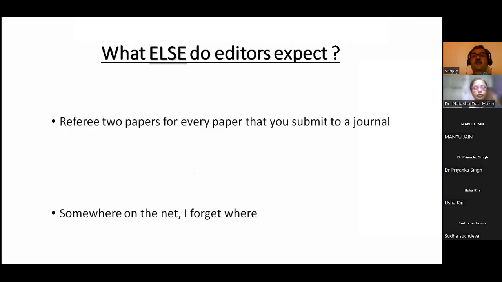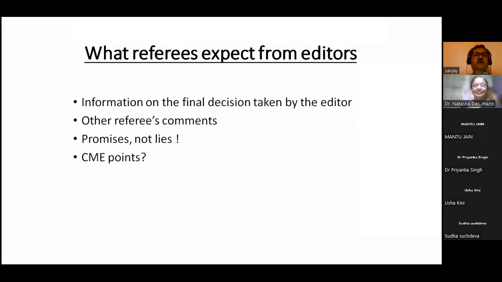What else do editors expect? Editors expect you to referee two papers for every paper that you submit to a journal. I read this somewhere. Why is the magic number two? Because every paper that you submit is seen by two referees. Therefore, for every paper you submit, you should look at two papers. And whoever gets the credit for this, I forget who it is.